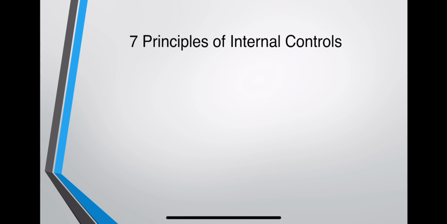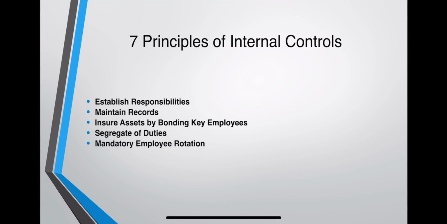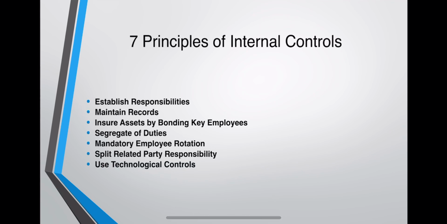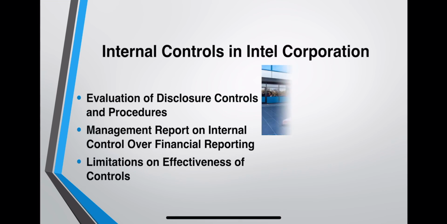So there are seven principles of internal controls. The first one is establish responsibilities, maintain records, and ensure assets are insured by bonding key employees, segregation of duties, and mandatory employee rotation, split related party responsibility, and use technological controls. And the last one is perform regular independent reviews. So these are the principles which are used for internal controls.